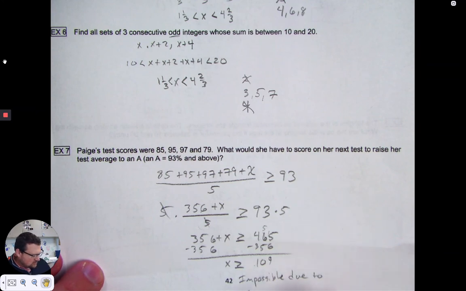So due to test, right? You could only get 100% on a test. So due to, I guess I should have said possible test scores. Possible test scores.